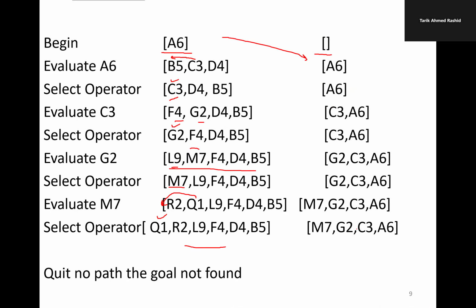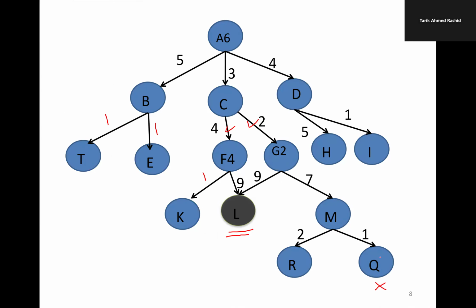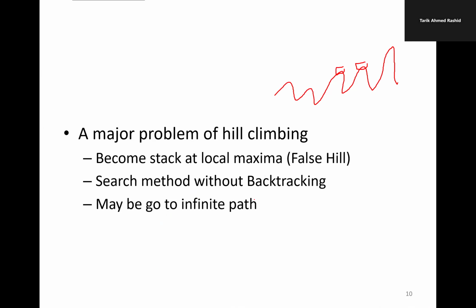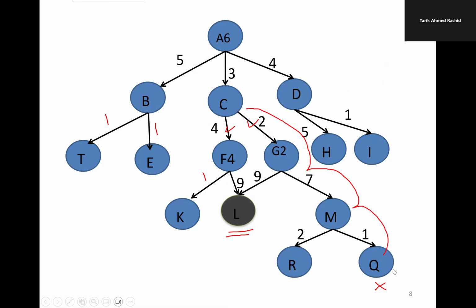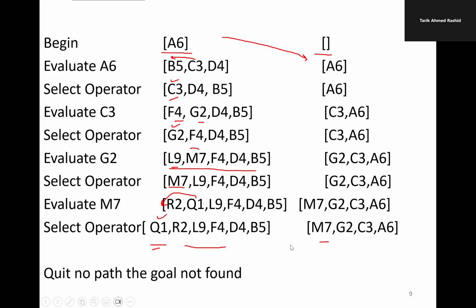Remember, we are at Q1, and Q1 has no kids, but we cannot backtrack to here, or here, or here, so we cannot go back somewhere else. If we could backtrack to here, we could try to check L9. So there's no backtracking, and it may go into an infinite path. If we go all the way down, we might get into a loop. That's more or less about this algorithm.